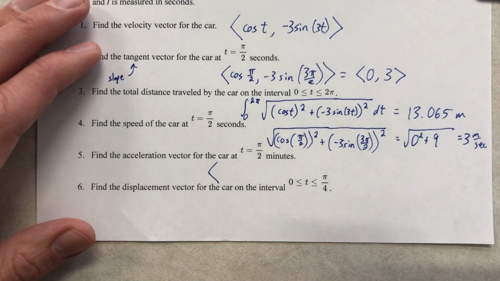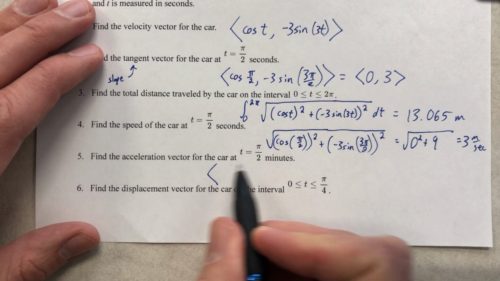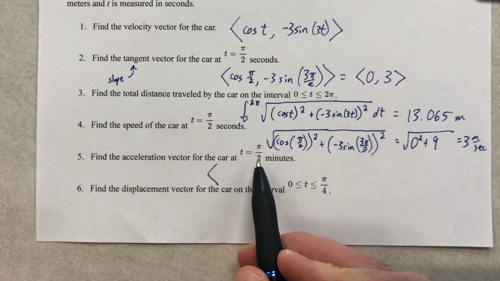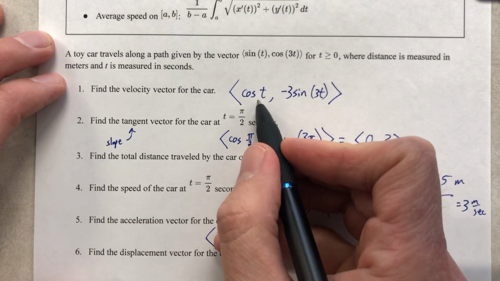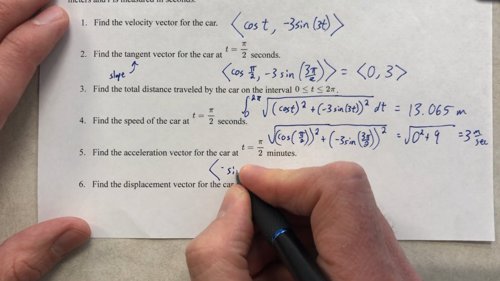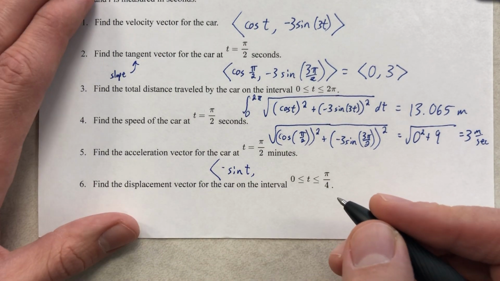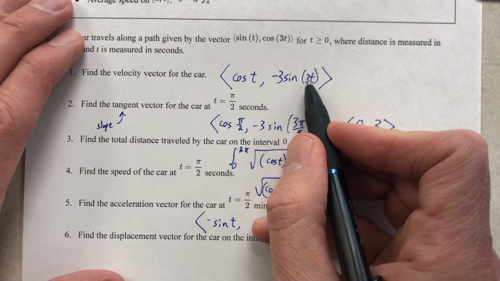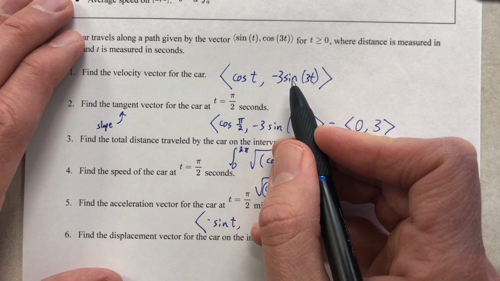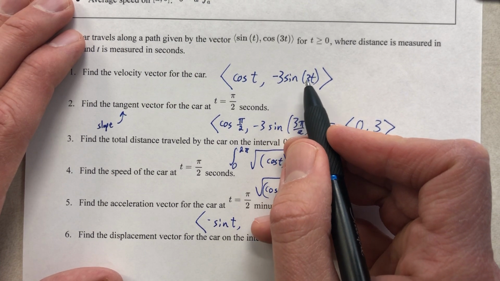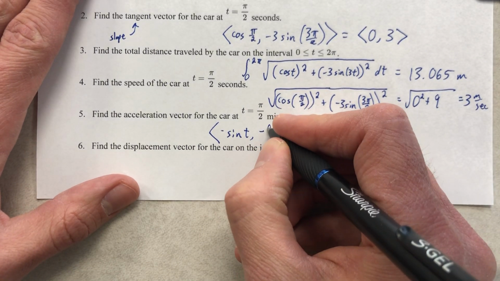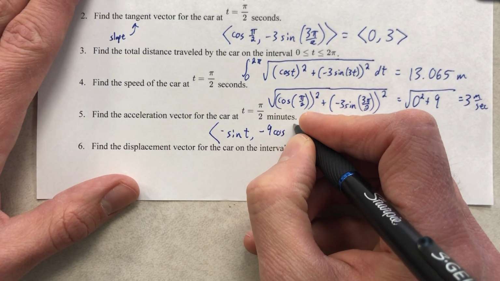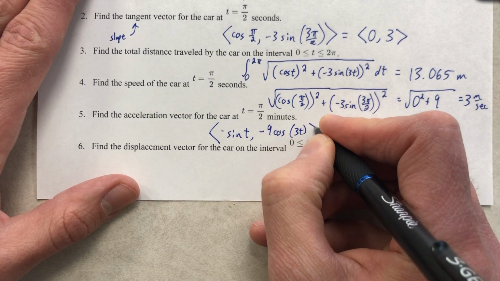In the meantime, acceleration vector for the car. Notice that they told you what t-value to plug in. So first I need to find the acceleration vector, which will be the derivative of that, which will be negative sine t, comma. And then the derivative of this, which would be negative cosine of 3t, and then times the 3, so 9. So negative 9 cosine of 3t.